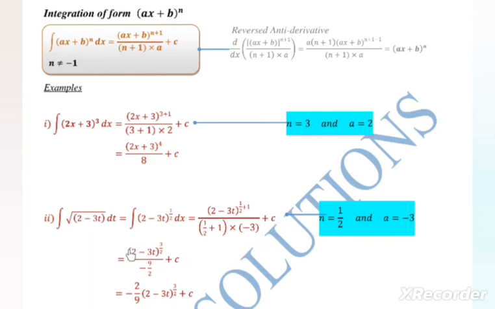So if you simplify, this will result in (2 minus 3t) to the power 3 over 2, over minus 9 over 2. Then finally we have a minus 2 over 9 (2 minus 3t) to the power 3 over 2 plus c.